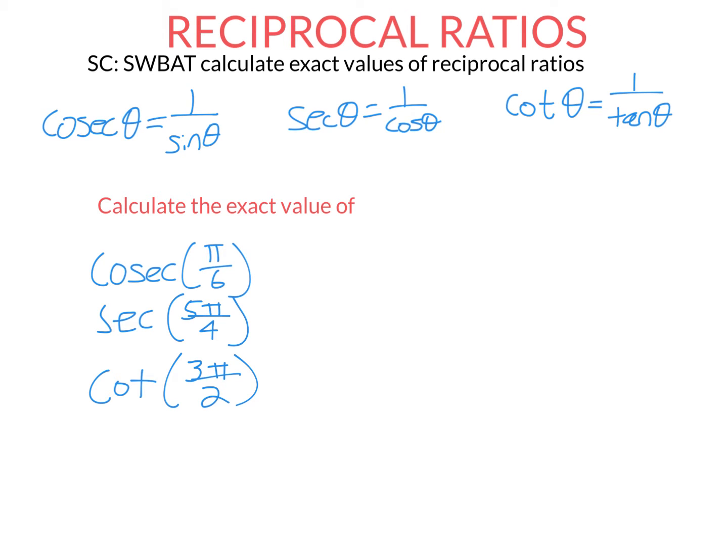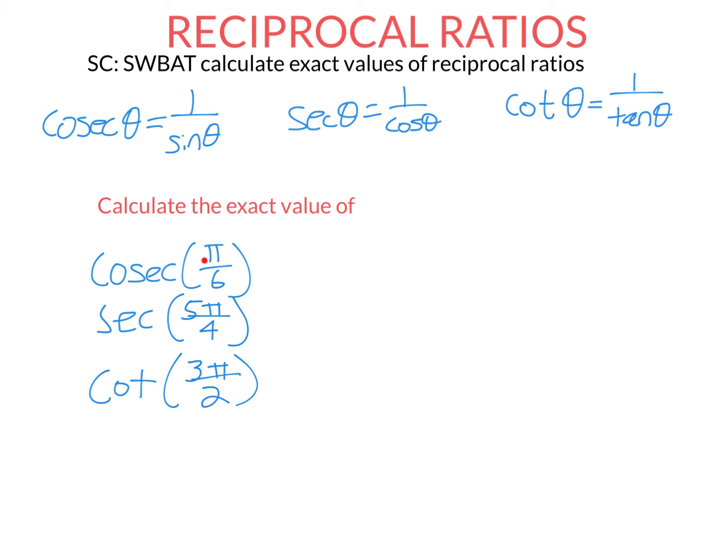Thank you so much for tuning into this video in which we will introduce reciprocal ratios. So we know about sine, cos, and tan. Now there are three more. So cosec is 1 over sine theta. The secant ratio or sec theta is 1 over cos theta. And the cotangent ratio or cot theta is 1 over tan theta. That's why they're called reciprocals. So we're going to use this to calculate the exact value of each of these.